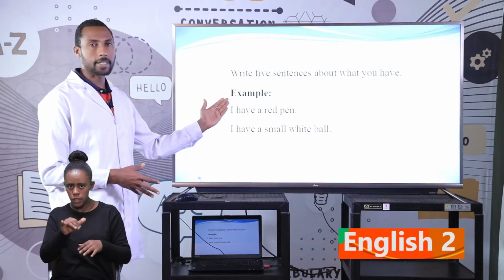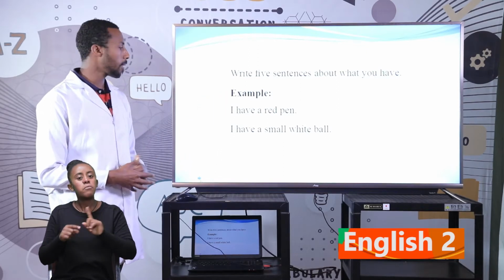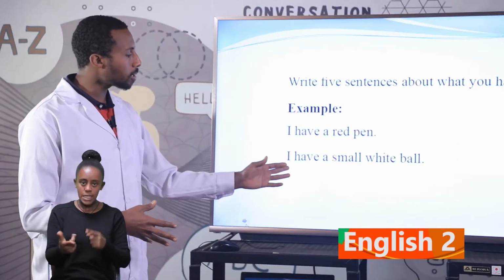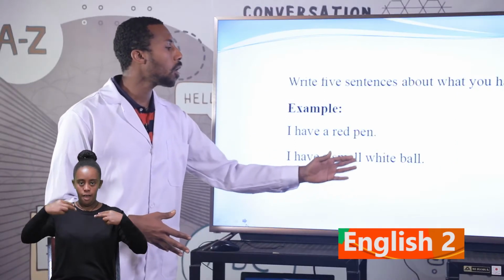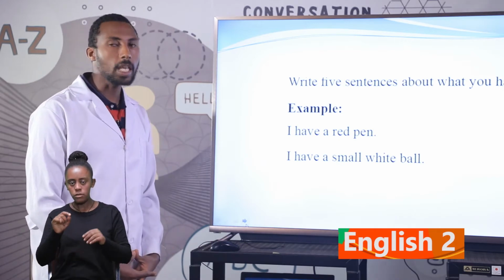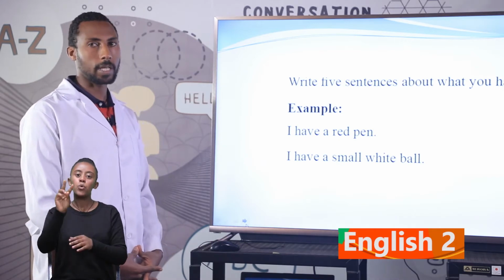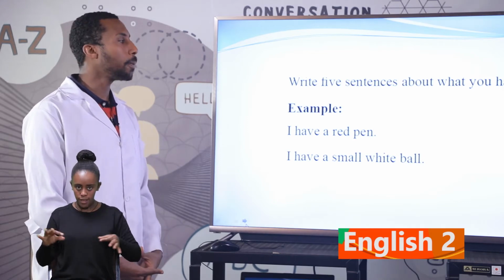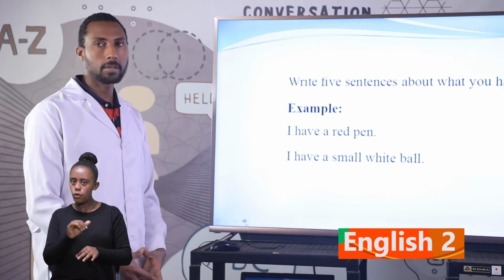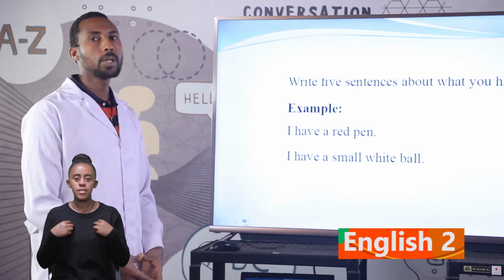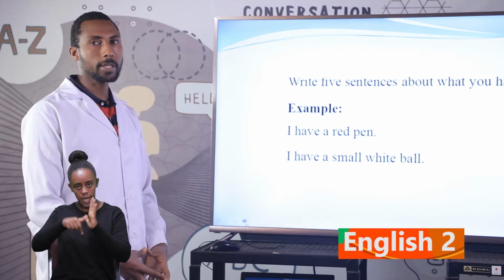Student, look at the first example. It says, I have a red pen. The second sentence says, I have a small white ball. In terms of these examples, let me give you 20 seconds for this question. You have to create a sentence depending on what you have. I gave you 20 seconds for this question, student.